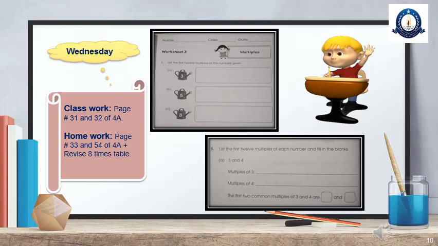Write on multiples of 3. Then write on multiples of 4. And then you will find common multiples. Now look at the third statement. The first two common multiples of 3 and 4 are, you will write the multiples of 3, you will write the multiples of 4, and then you will circle the common multiples. And in these two blanks, you will write first two common multiples. In this way, you will do page number 33 and 34.